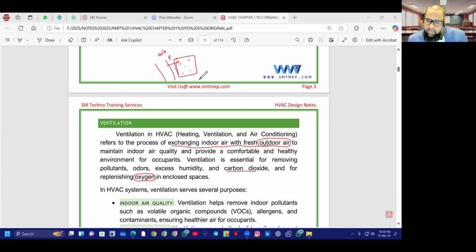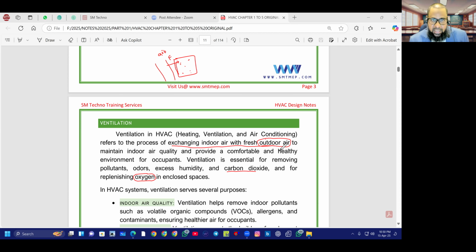Okay, so remember, outside air is 90% fresh compared with the inside air, because inside is still air, and the CO2 level keeps increasing because of the metabolic activity. We are breathing and releasing the CO2 with consumption of oxygen. So that's the reason for providing fresh air from outside.